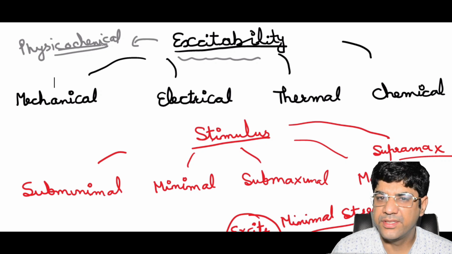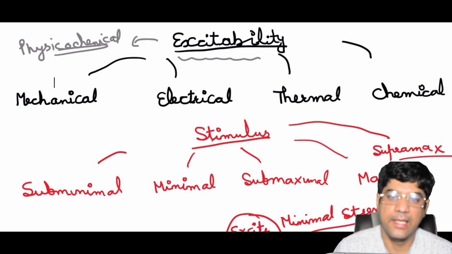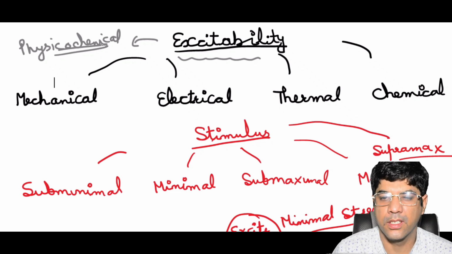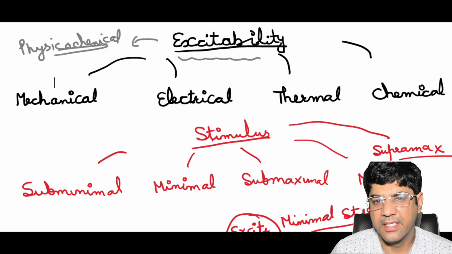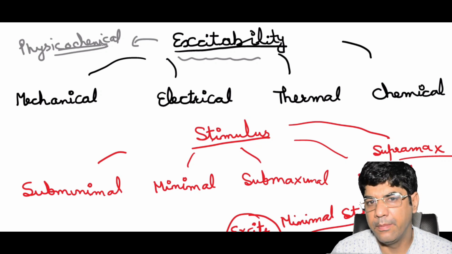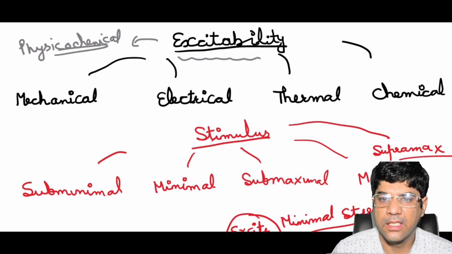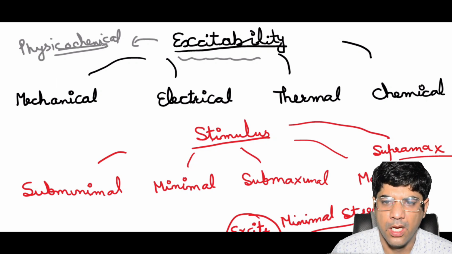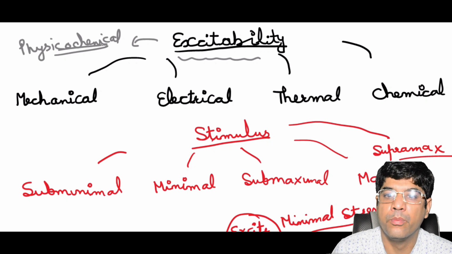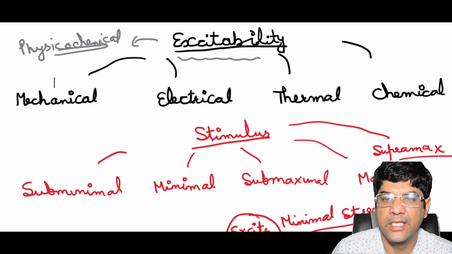Now there can be various stimuli like the mechanical stimulus, electrical stimulus, thermal stimulus or the chemical stimulus. What could be the mechanical stimulus? Imagine you accidentally pinch your finger. The pinching action is a mechanical stimulus that causes your skin and the nerves to react. So you feel pain and you might pull your hand away. That reaction is due to the excitability of the tissue responding to the mechanical irritation.